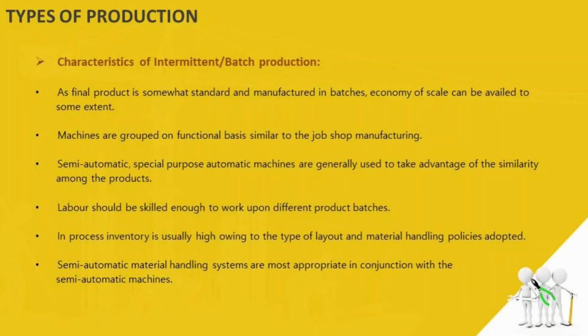Now let's understand the characteristics of intermittent or batch production. In this kind of production system, as the final product is somewhat standard and manufactured in batches, economy of scale can be availed to some extent. Machines are grouped on a functional basis similar to job shop manufacturing. Semi-automatic and special purpose automatic machines are generally used to take advantage of the similarity among the products. Labor should be skilled in this case also, because they have to work upon different product batches. Semi-automatic material handling systems are most appropriate in this kind of production system.